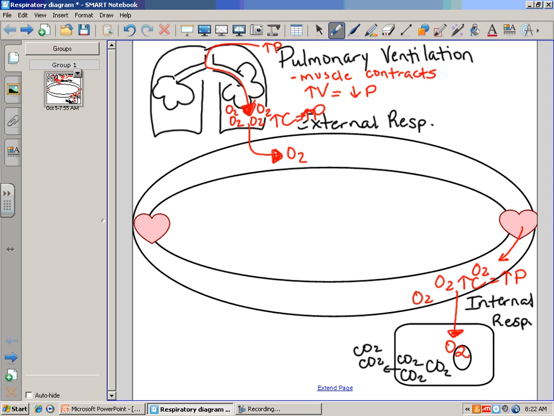Right? In order to get the oxygen to go into the blood, we had to breathe. In order to get our oxygen to our cells, we had to get it from our lungs to our blood.